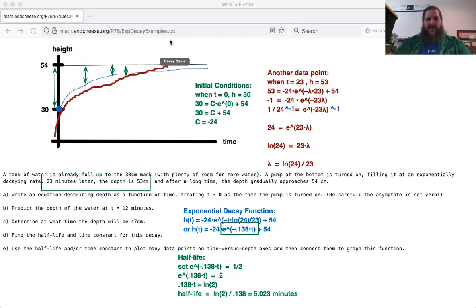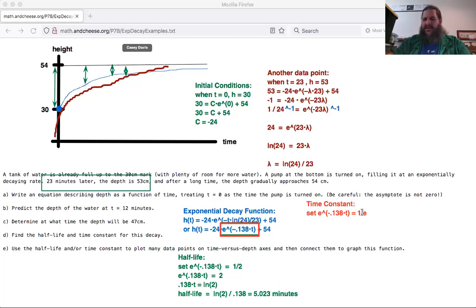Alternatively, for time constant, if we're talking about time constant, what do we want this exponential function to equal? Instead of becoming 1 over 2, we want it to become, it's close to 1/3, really, closer to 1/3. But more specifically, it should be 1 over e, exactly. So to find the time constant, set the e to the whatever, in this case, e to the negative 0.138 times t, equal to 1 over e.